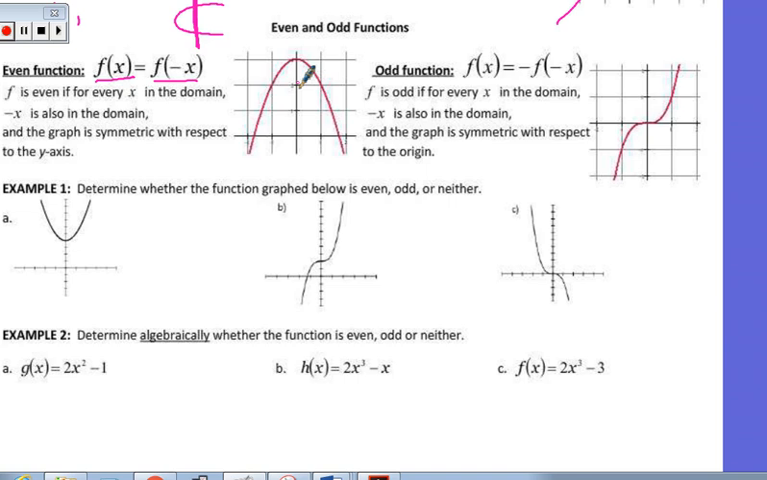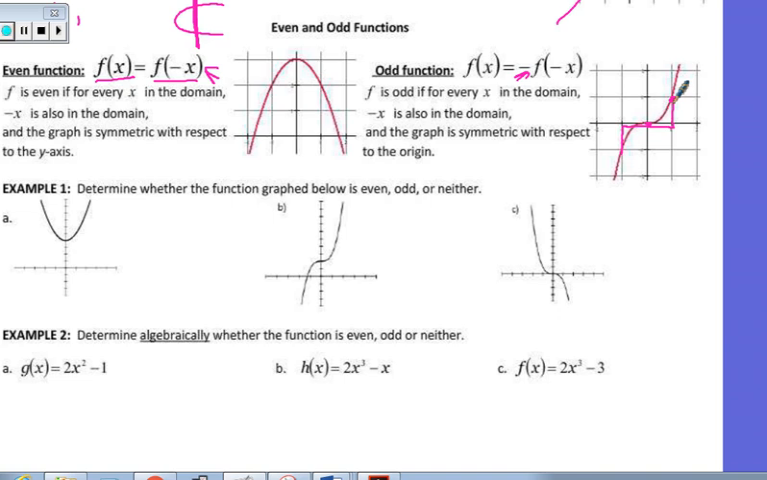So the first thing we do, we test for the even function. If that does not work, we want to see if we can test for an odd function here. Then we're going to take what we found, this f of negative x here, and we're going to negate it. If that works out, then we have an odd function. Graphically, it is symmetric with respect to the origin. So for example, to get to the origin, I have to go up 1, over 1, over 1, up 1. I'm perfectly symmetric to the origin there.